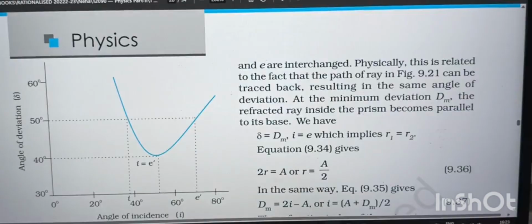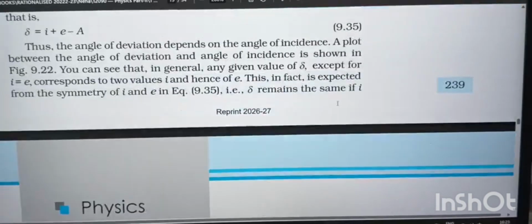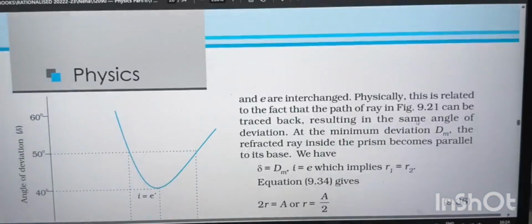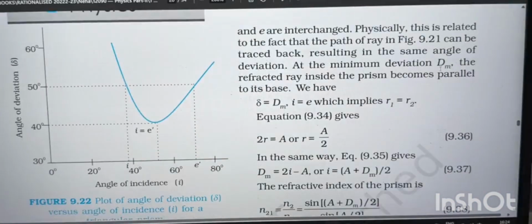Now, whenever minimum deviation happens, whatever refracted ray is there inside, it will be parallel to the base of the prism for minimum deviation. When will that occur? If I is equal to E. Deviation will become minimum deviation if I is equal to E. In such a scenario, R1 will be equal to R2.